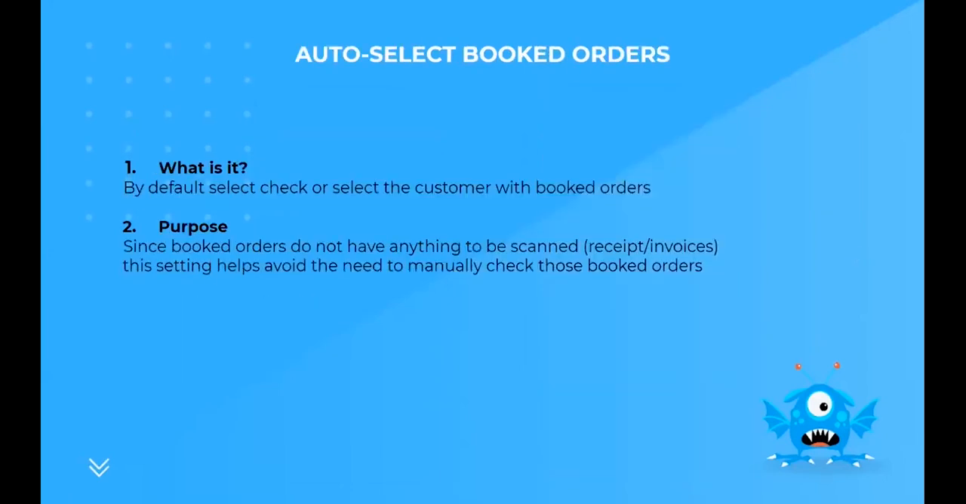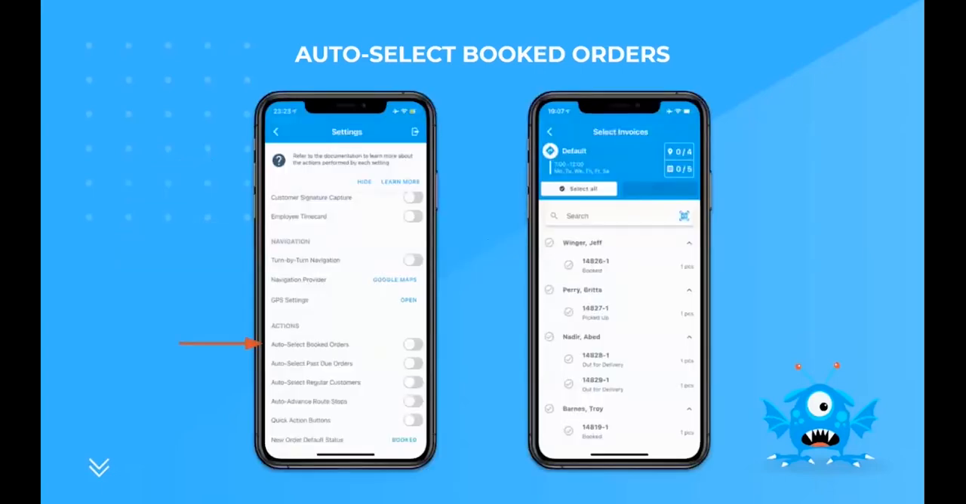We begin with the auto select book orders. When opening the route with this setting enabled, the app will automatically select the orders that have the book status. Since book orders do not have anything to be scanned, might be receipt or invoices, this setting helps you avoid the need to manually check those book orders. So again, it's the very first set of action settings.